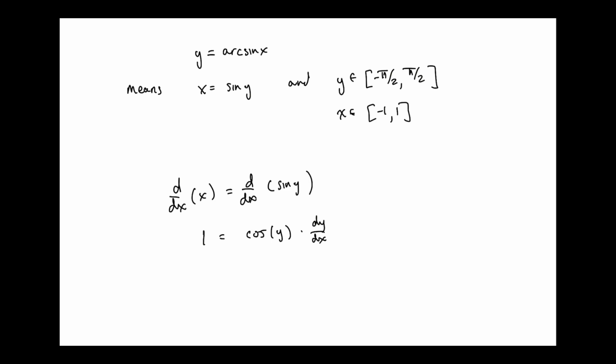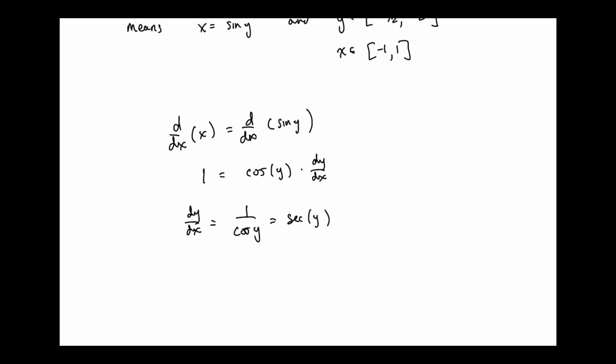And then what do we want to do? We want to solve for dy dx, right? So what do I need to do with the cos y? Just move things around. Okay, so dy dx is 1 over cos y, which is the same as secant of y. Okay, are we finished?